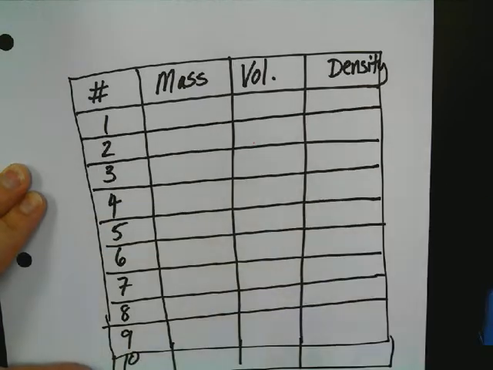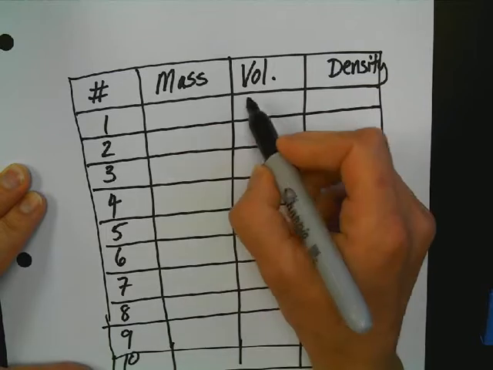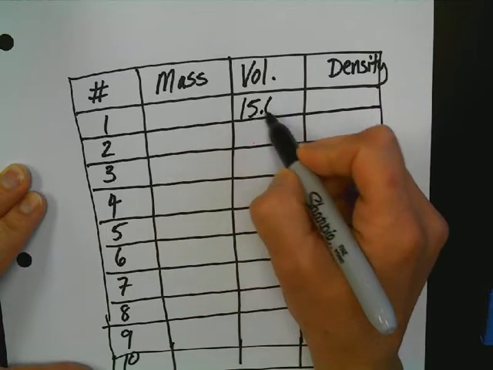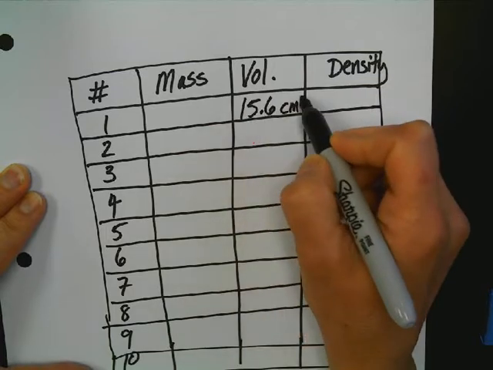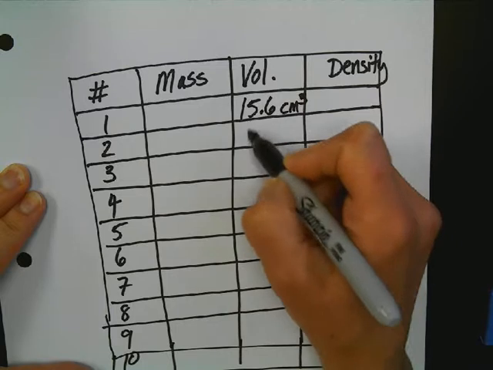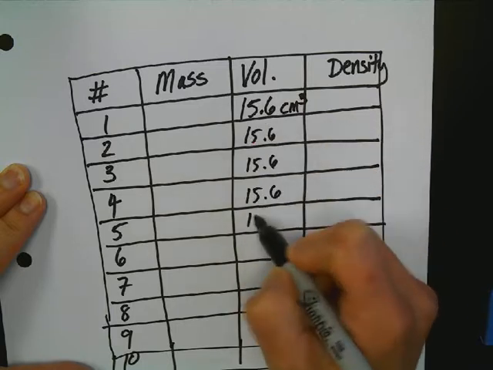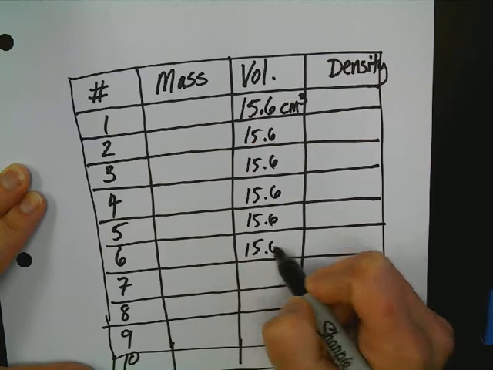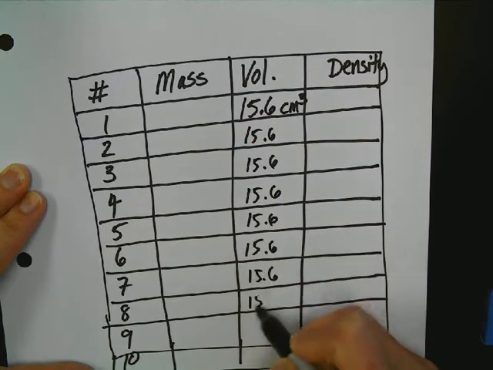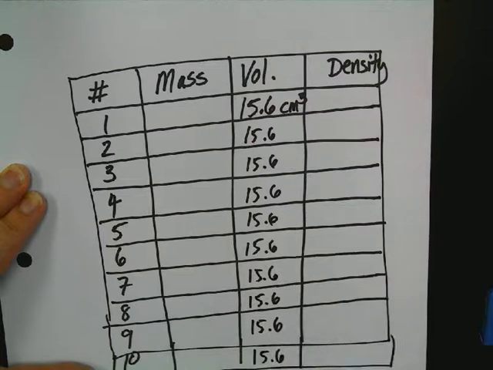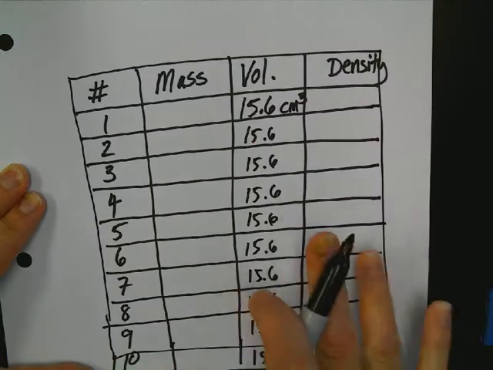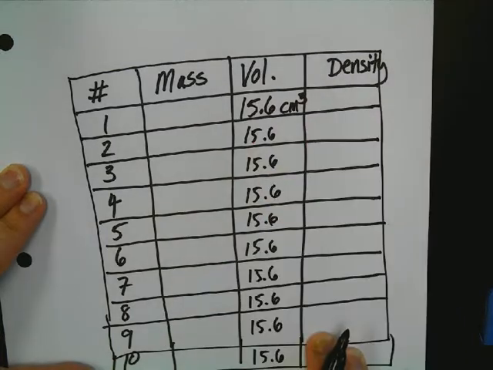The volume of all of these is 15.6 cubic centimeters. So this is the same for all of them, right? You don't have to write this out over and over again, but it might help you just kind of remembering what we're doing, okay? And then the last column here, you're going to find the density.